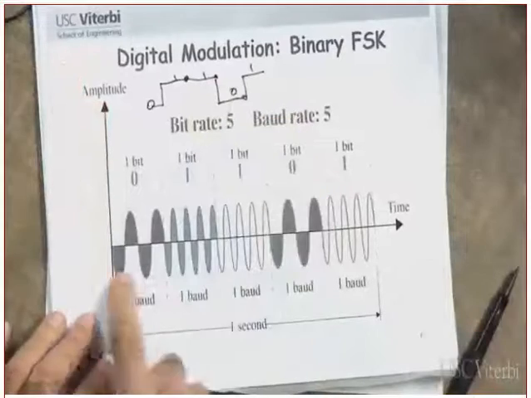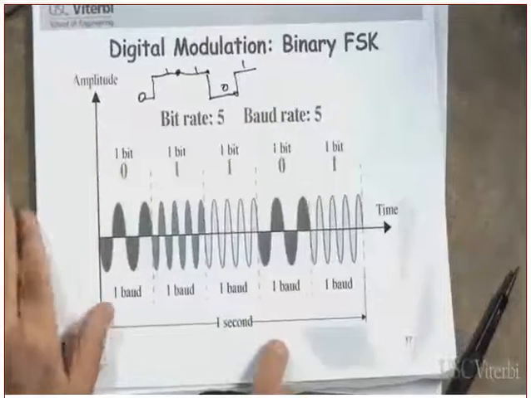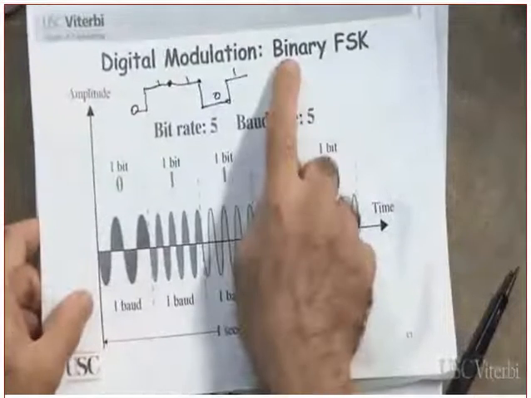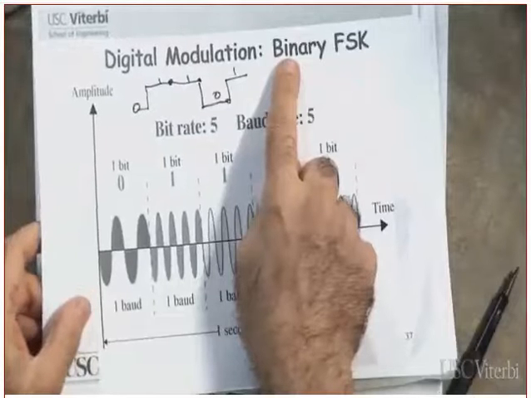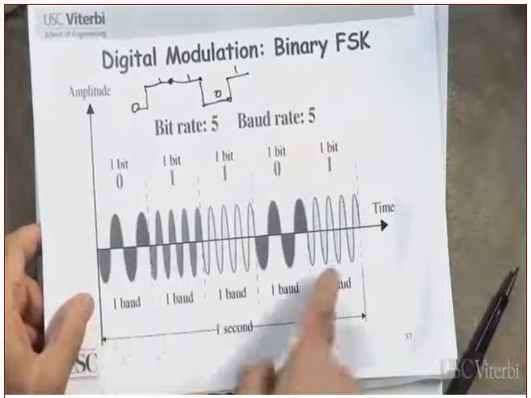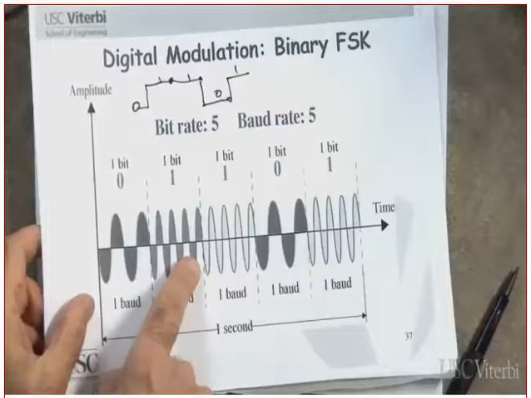That's the input to the modulator. The output of the modulator is this one. Clear? Okay. Tell me, what do I call this one? BFSK. BFSK stands for what? Binary frequency shift keying. Is the amplitude changing? Does the phase change? No. The phase also did not change.